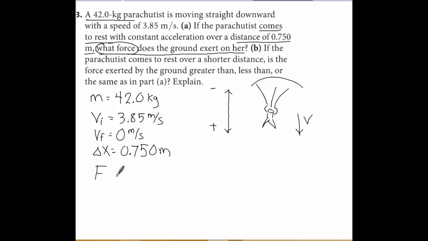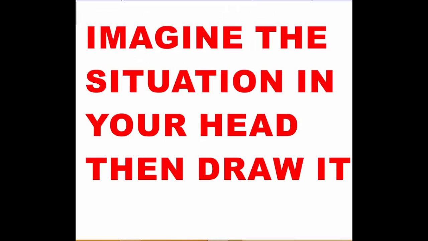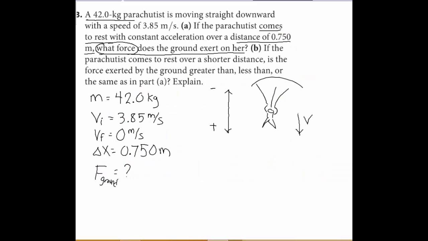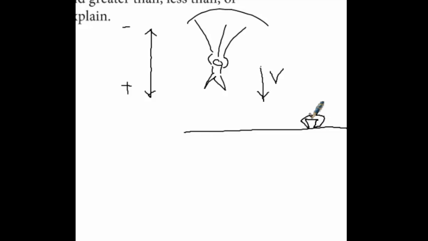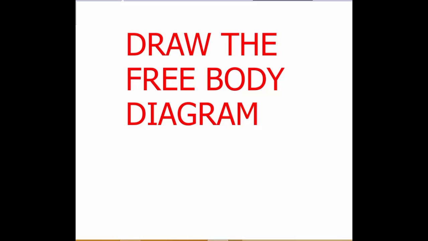And what's my target? The actual question is force. I want to find what is the force exerted by the ground. So I need to find F ground. So I'm imagining the situation in my head and I want to draw it. And I've kind of begun that drawing process, but let's focus on the part that really matters, the landing. So we have our parachutist, and he's coming down, and he's been, of course, gravity taking him down, but he now hits the ground, and that's a force upward.